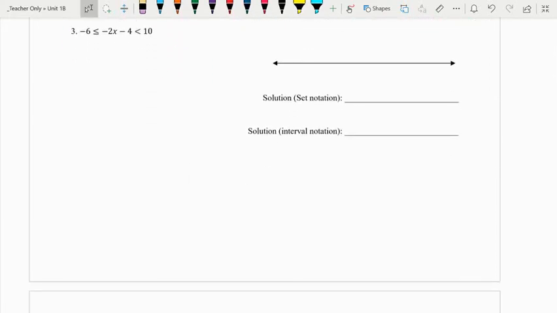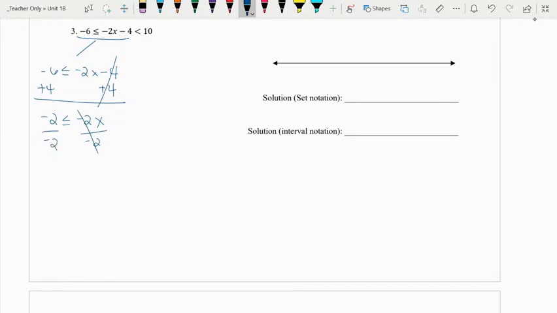If we look at number 3, this would end up being an AND problem again. So we take the first two: -6 is less than or equal to -2x minus 4. We're going to add 4 to both sides, so we get -2 is less than or equal to -2x. At that point, we're going to divide by -2. When you divide by a negative, it becomes not only a positive here, but we flip our inequality. Now we're going to end up flipping our inequality right back because we need our x to come first.